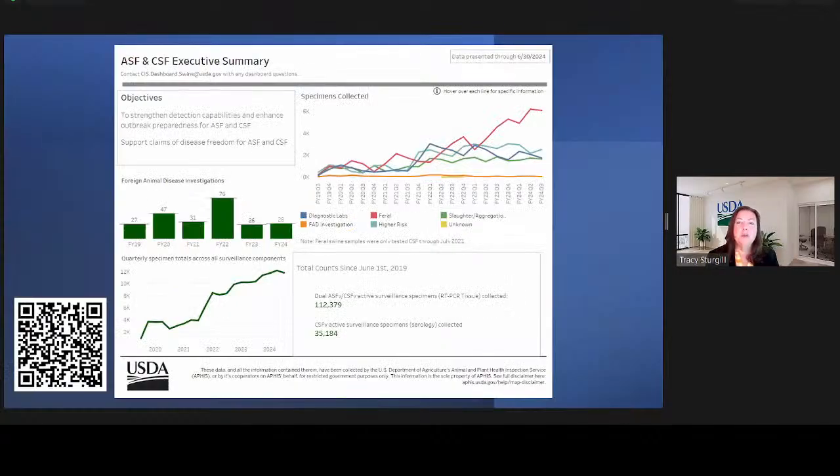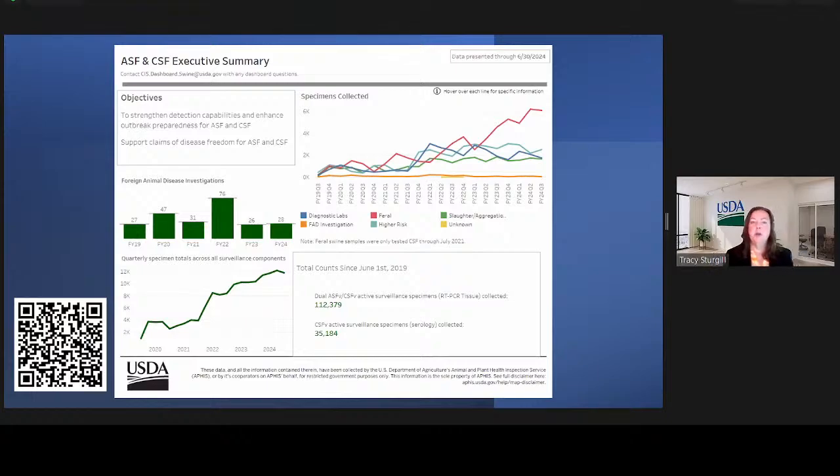So I've provided a link to our swine hemorrhagic fever surveillance dashboard on the previous slide, but in case you have trouble clicking on that particular link, I've also added a barcode onto this slide that you can scan with your phone, and it will take you to our dashboard. And this is an image from the dashboard.